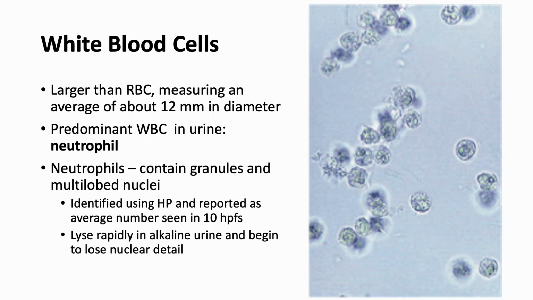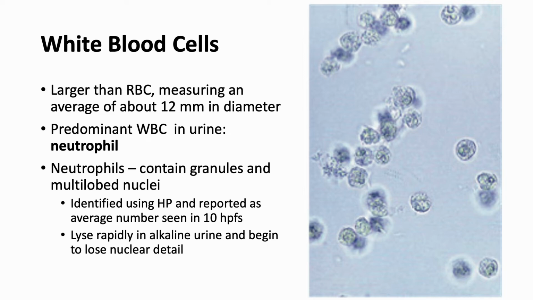So white blood cells in the urine appear larger than the red cells. They measure an average of about 12 micrometers in diameter. The predominant type of WBC seen in the urine are neutrophils. Neutrophils contain granules and have multilobated nuclei, and they are often identified using the high power and reported as an average number seen in 10 high power fields.